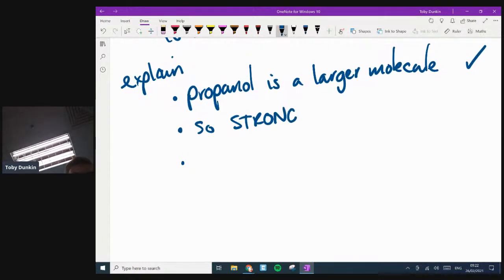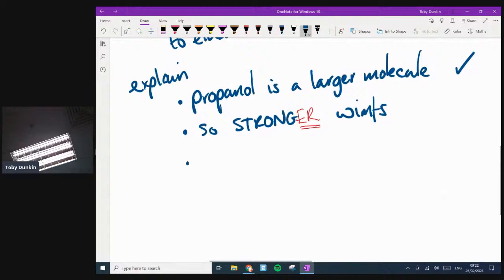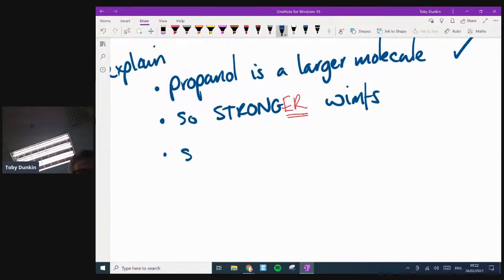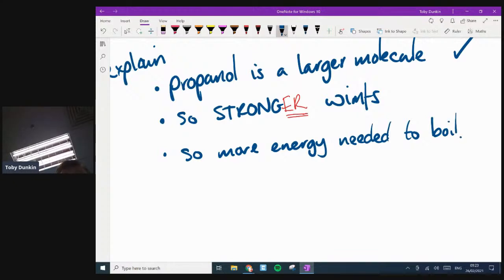Stronger. And by the way, that's the important bit. Notice my change in color. Stronger wimps. Stronger, weak intermolecular forces. You can't write down wimps in your GCSE, but it's easier to remember that way. So stronger wimps, so more energy needed to boil.